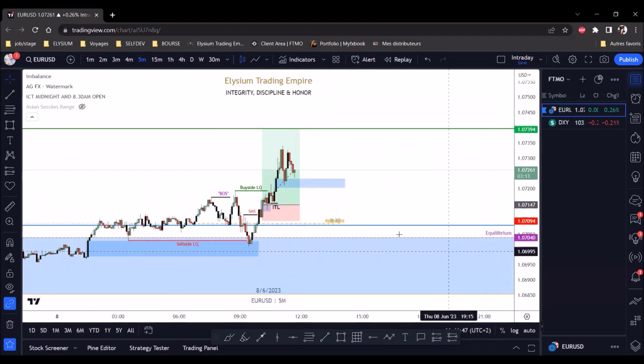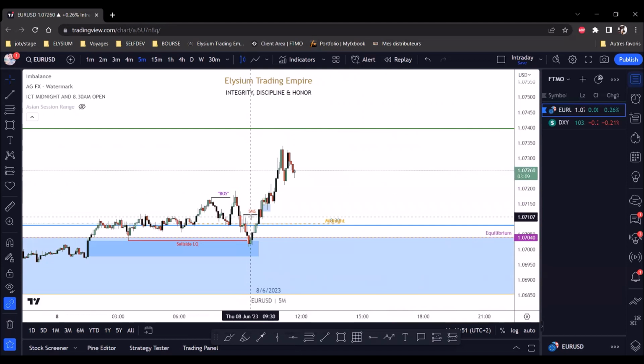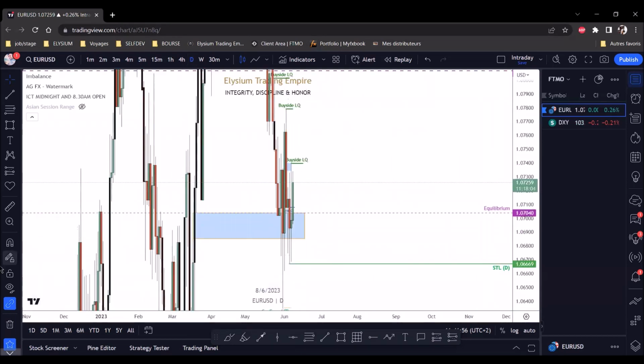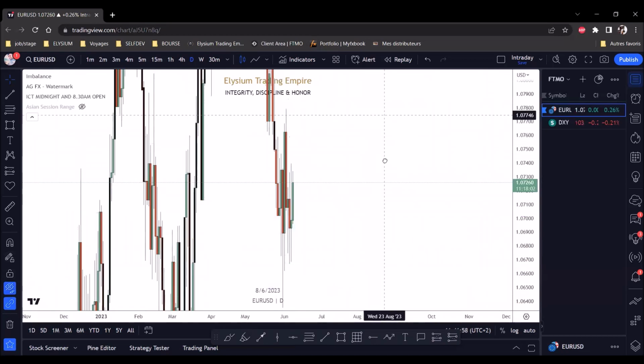And I think now we might go take the liquidity. Okay. And so let's come back to the concept, okay, of the daily swing. Let's remove every drawing.